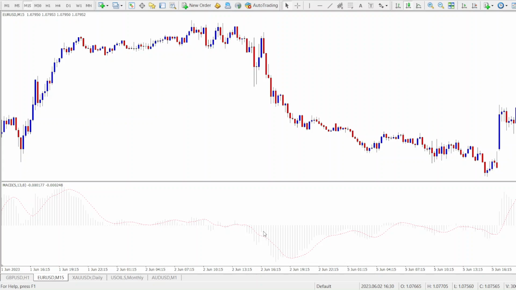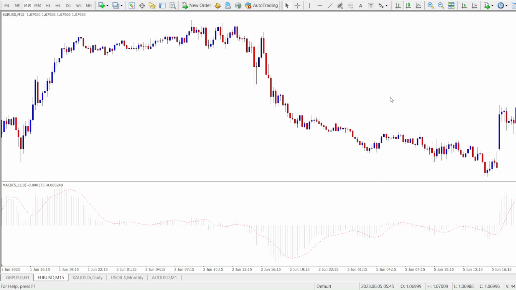All right, now you can also make sure that you watch out for the histogram bars. When you have lengthy histogram bars, it shows a stronger momentum. On the other hand, when you have short histogram bars, it shows a weak momentum. As we can see, price was ranging when we had the short histogram bars. So that's something to also pay close attention to.